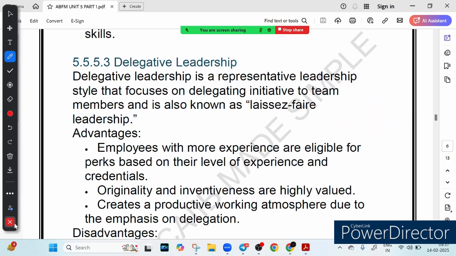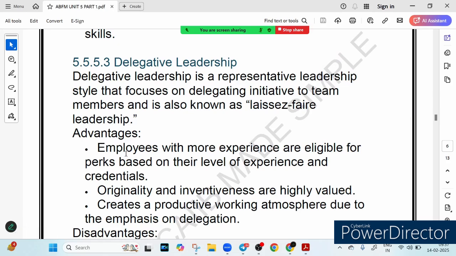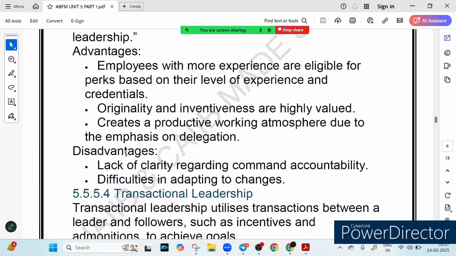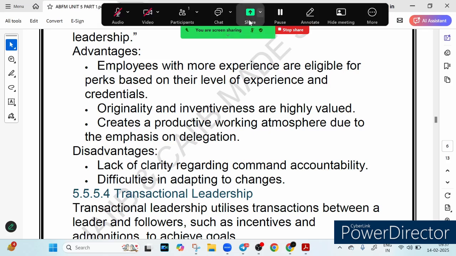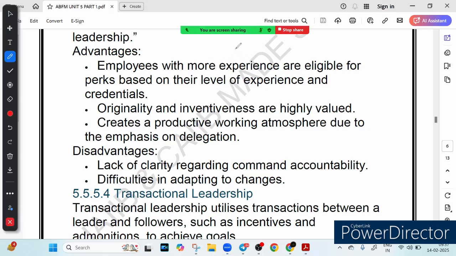Now let's talk about the pros. Let's talk about the advantages of this particular leadership. The main advantage is the freedom to think and create. So here is the key point: freedom to think and create. Employees have full control over their work, right?